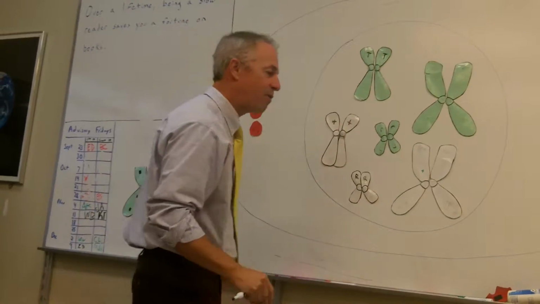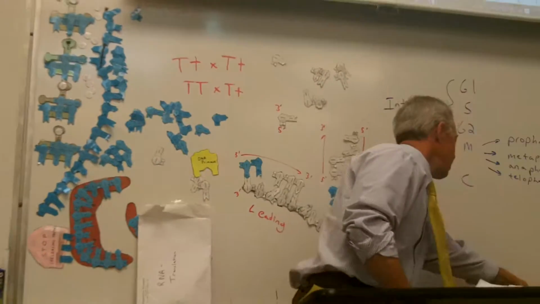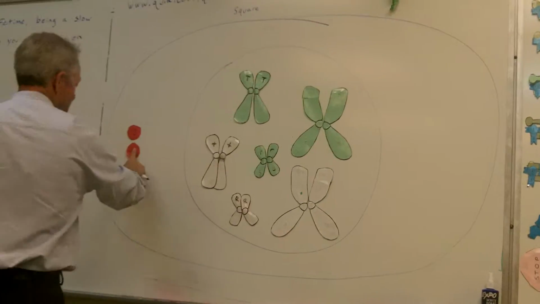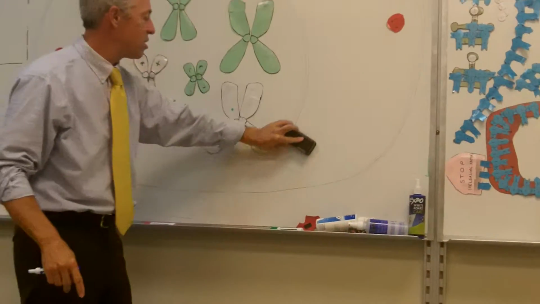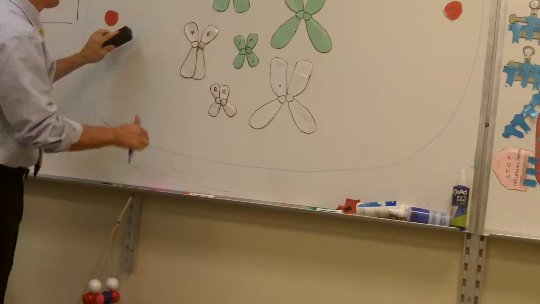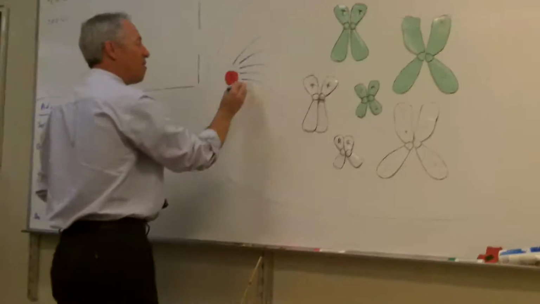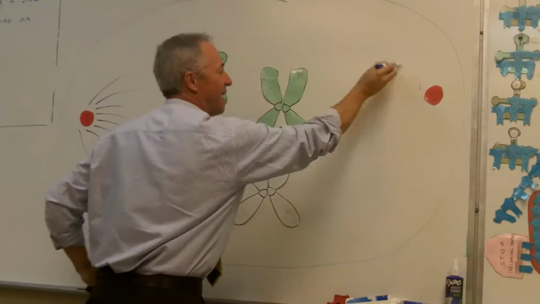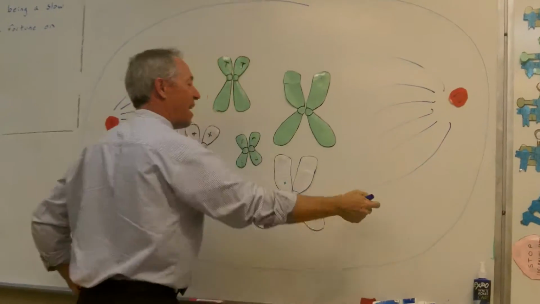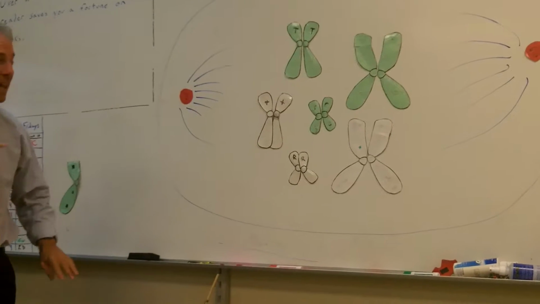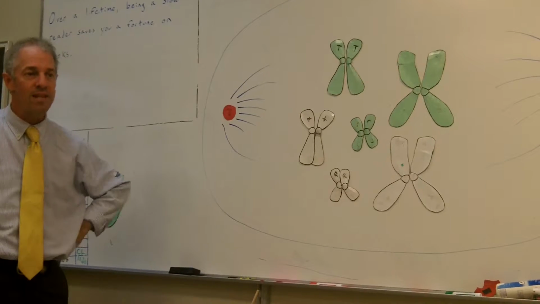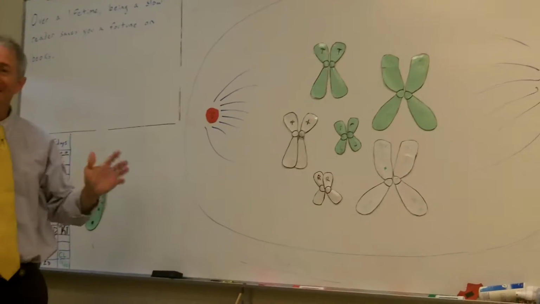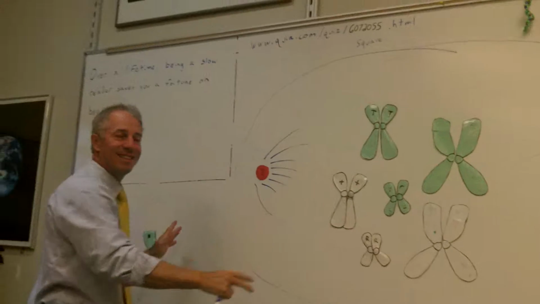What else happens in prophase? Centrosomes move to opposite sides of the cell. The nuclear membrane dissolves, disappears. Spindle fibers form and shoot out from the centrosomes and attach to the chromosomes. That's all in prophase. That's a big paragraph you'd have to write. And then you'd have to draw a picture that looks like this.